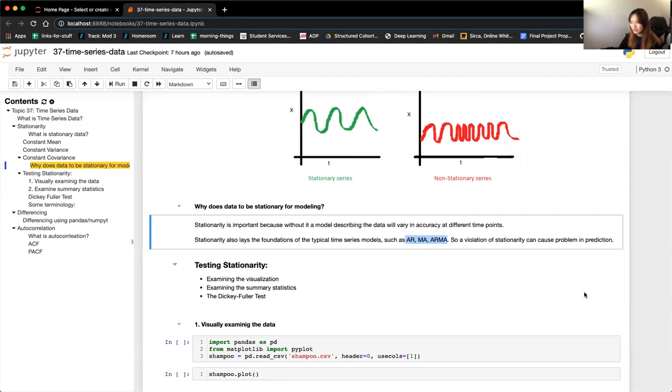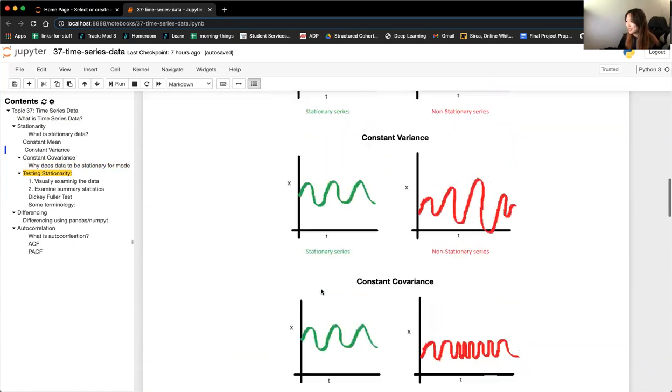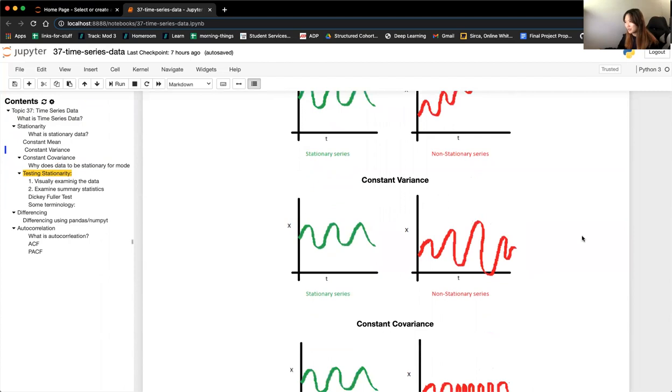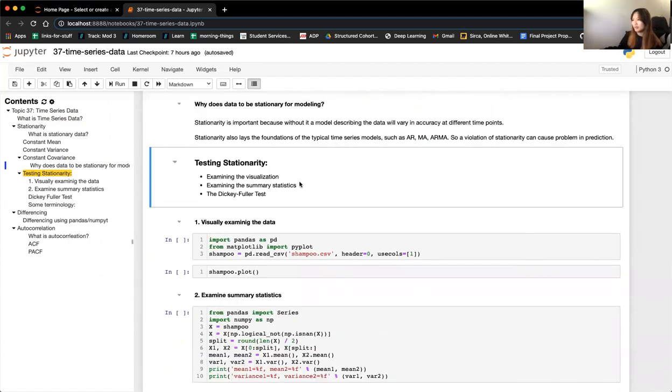So a couple ways to test for stationarity. One, just examine the visualization, just plot that line graph and see what it looks like. Is it going upwards? Does it have these uneven variances? Stuff like that. We can also look at summary statistics, like I said, mean, variance, covariance, if any. And also this is the statistical test that I'll share in a little bit.